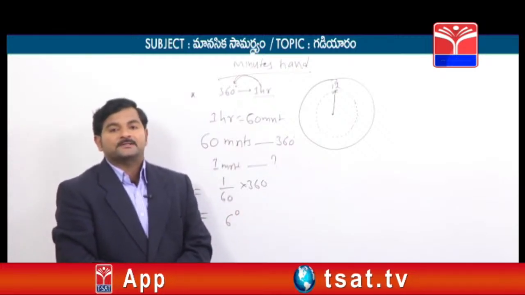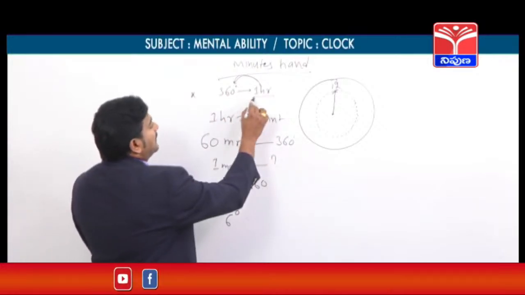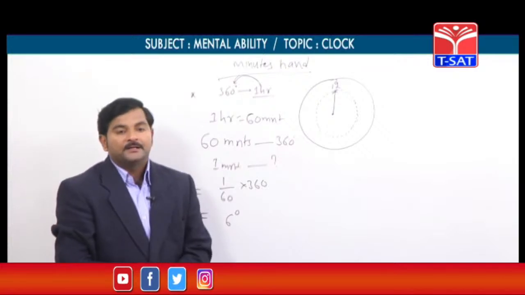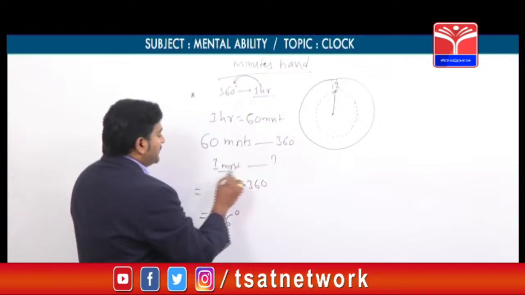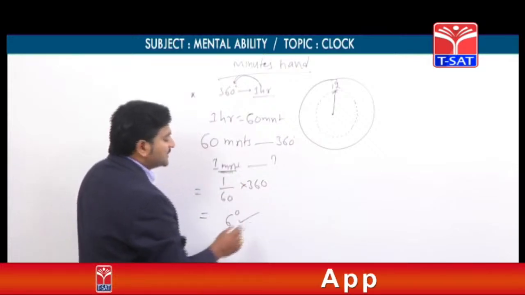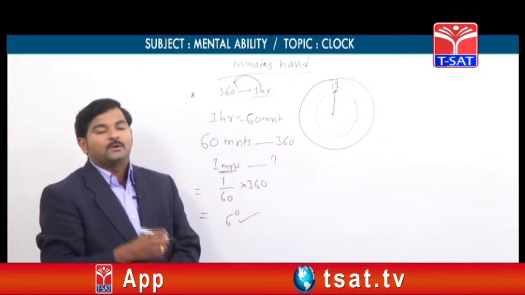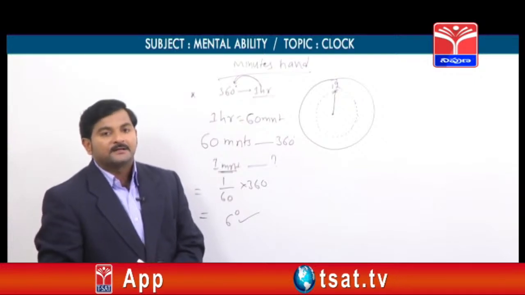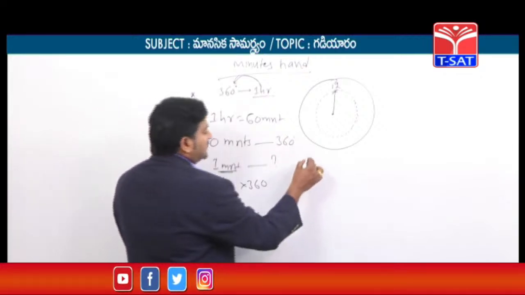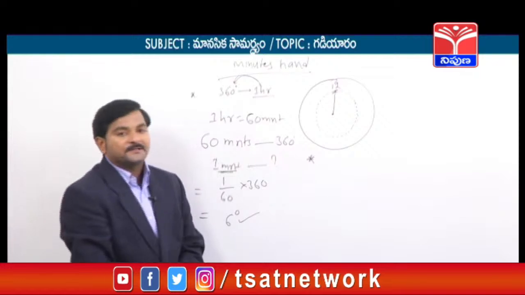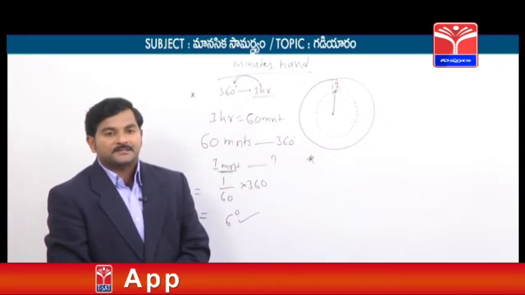So there are 2 points related to the minute's hand. The first point: in the span of 1 hour, the minute's hand makes 360 degrees. Similarly, in the span of 1 minute, the minute's hand makes 6 degrees. So these are the 5 important points related to the minute's hand and hour's hand. I need you to focus on these 5 points once again. First point: in the span of 12 hours, the hour's hand makes 360 degrees.